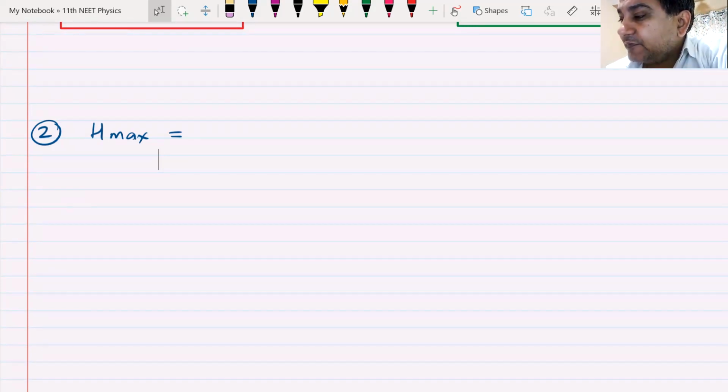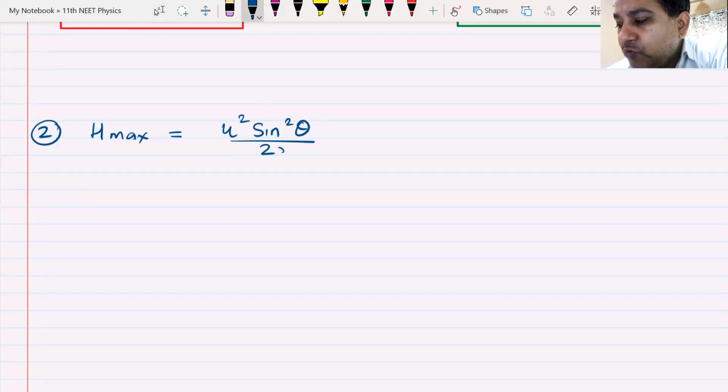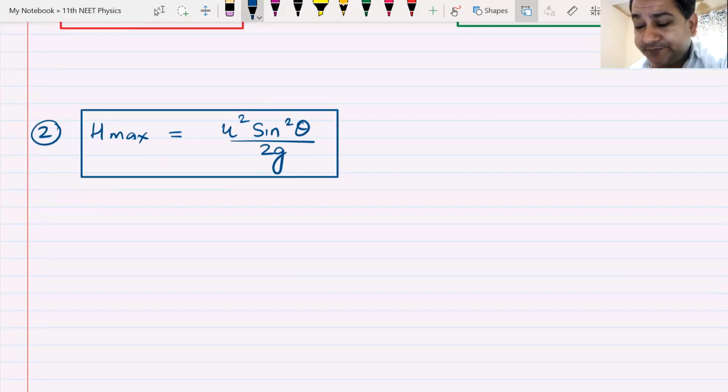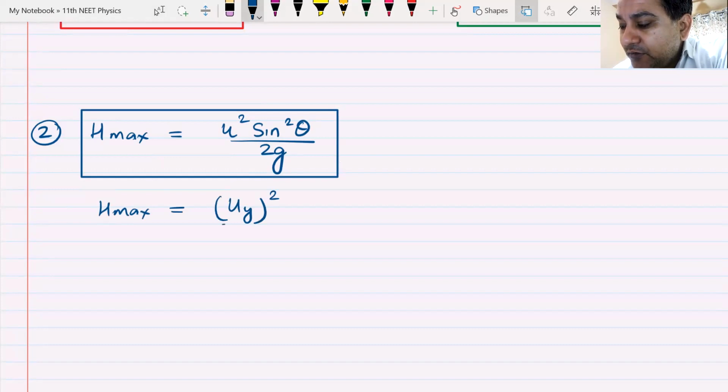The formula for H max is u square sine square theta by 2g. That is the formula. If you know this, very good. If you don't know this, remember it. Now again, I can write this in a different form. H max will be equal to uy squared divided by 2g.